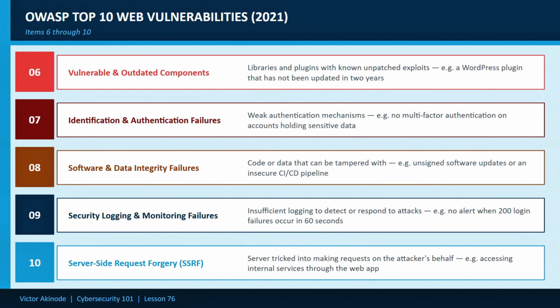Number 10, which is the last one, is the server-side request forgery (SSRF), and for these, server gets tricked into making malicious requests. Example of this is accessing internal services through the web application that shouldn't be publicly accessible. These are the 10 most critical web vulnerabilities, and every web security tester must know these vulnerabilities.